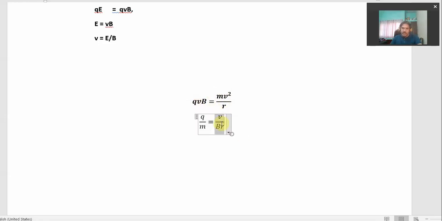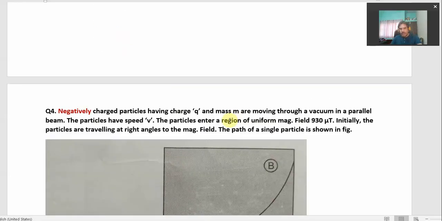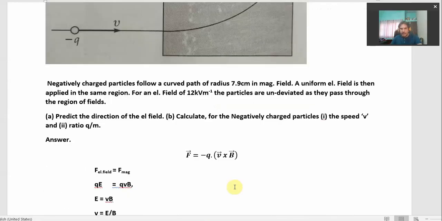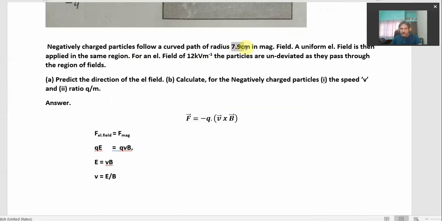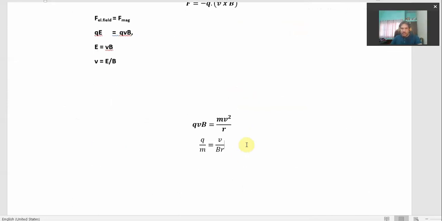Now we know everything about this expression. We know the velocity from here. We know the magnetic field. We know the radius, which is 7.9 here. We can convert it to the SI system so as to get the value of q upon m. So this is how we solve such types of questions based on the learning we have made earlier.